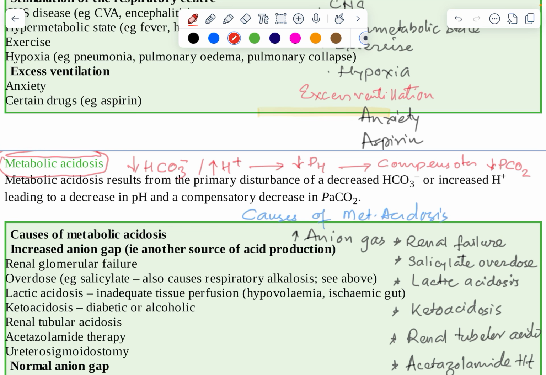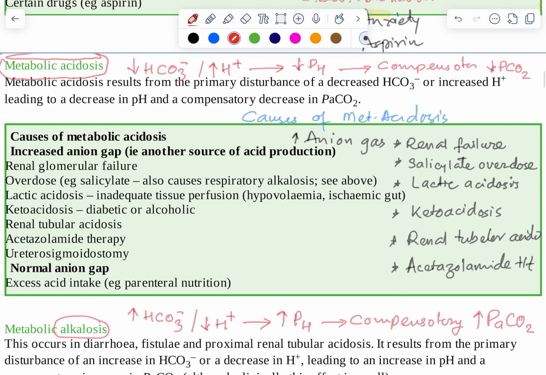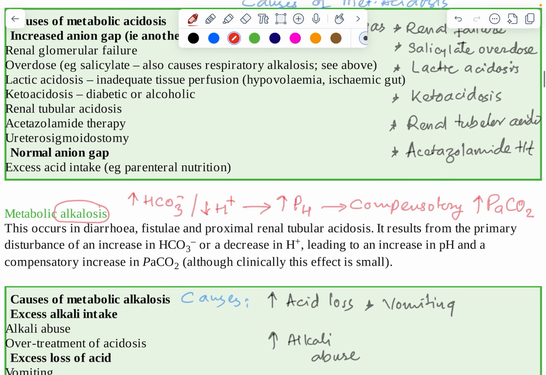Now, metabolic acidosis results from a primary disturbance of decreased bicarbonate or increased hydrogen ions, leading to a decrease in pH and compensatory decrease in PCO2. So what happens in metabolic acidosis? Increased anion gap, where there is an acid source of production. Anion gap increases in renal failure, salicylate overdose, lactic acidosis, ketoacidosis, and renal tubular acidosis. All these lead to an increased anion gap, and that leads to metabolic acidosis. To overcome this, the respiratory mechanism comes in and tries to wash out CO2. So in diabetic ketoacidosis and renal failure, the respiratory rate increases.